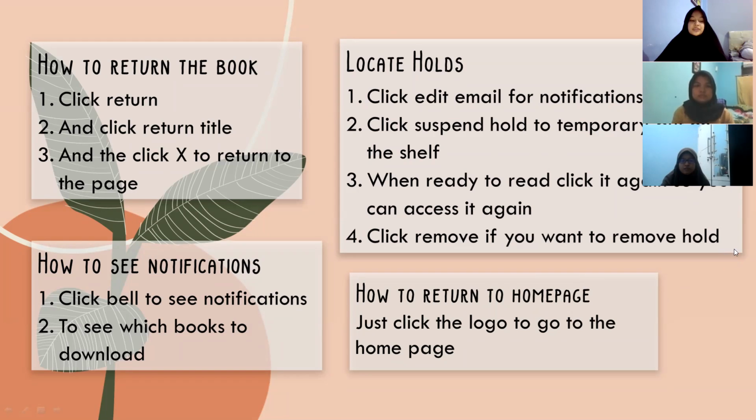How to see notifications. Click the bell to see notifications to see which books to download. To allocate holds, click Edit Email for notifications. Click Suspend Hold to temporarily put it on the shelf. When ready to read, click it again so you can access it again. Click Remove if you want to remove the hold. How to return to the home page. Just click the logo to go to the home page.